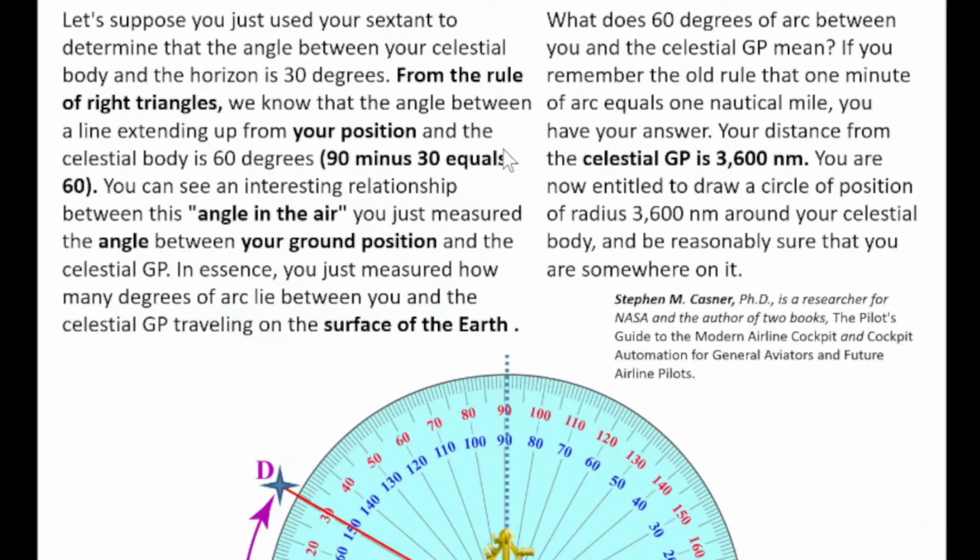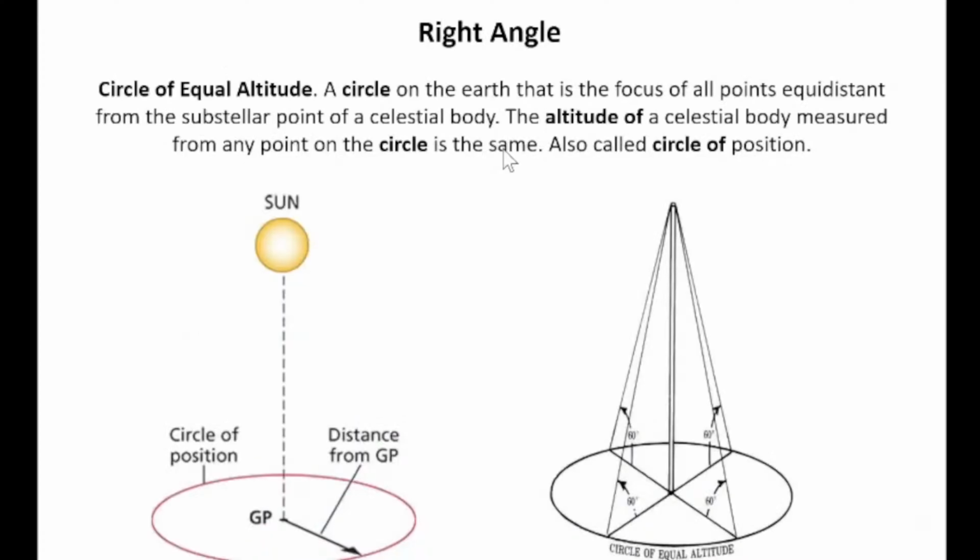Next slide, please. Right angle, circle of equal altitude, a circle on the Earth that is the focus of all points equidistant from the substellar point of a celestial body. Another point, the GP. The altitude of a celestial body measured from any point on that circle is the same, also called circle of position. So as you can see here on that one image, the navigator somewhere on that circle, they just don't know where they are until they do a second or a third. And to the right, we use the same illustration from their books showing a pole and how you can measure 60 degrees and it's equidistant anywhere on that circle.